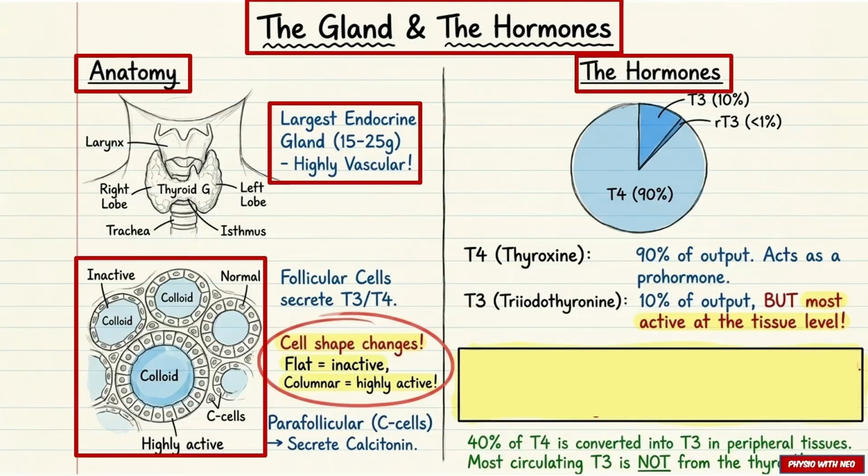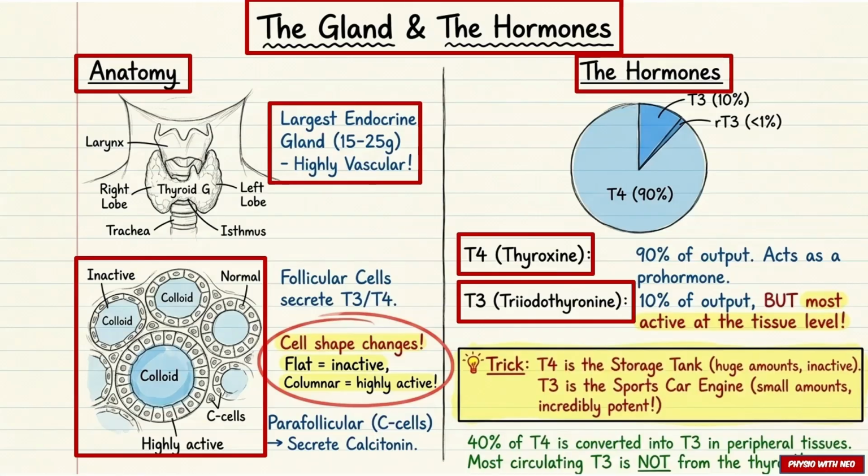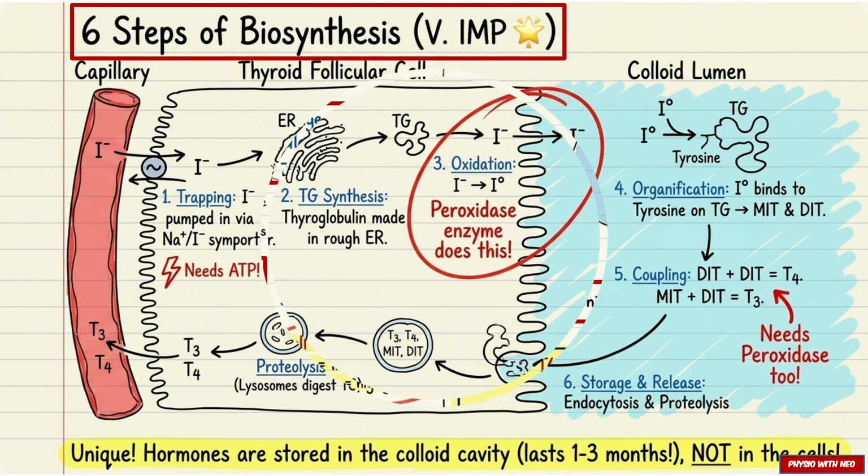Now about the hormone. See here, T4 is produced in more amount, that is 90% of the output. It acts as a prohormone, whereas T3, producing 10%, is most active at the tissue level. We can remember like this: T4 is the storage tank, huge amount but inactive, whereas T3 is a sports car engine, small amount but incredibly potent. 40% of the T4 is converted into T3 in peripheral tissue. A single flow chart can fetch several marks in the university exam.